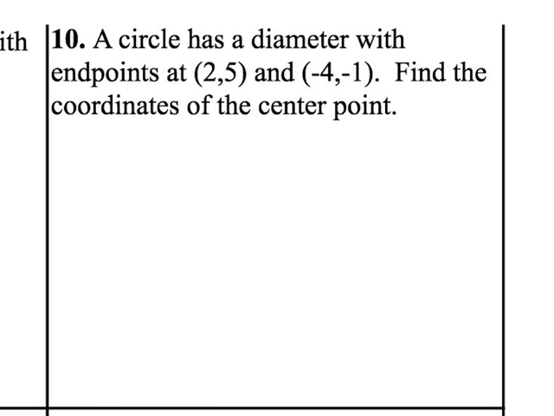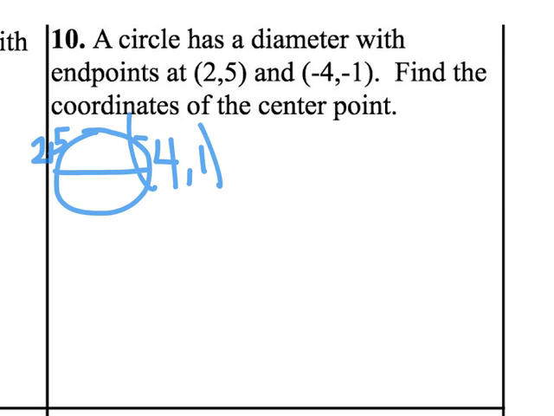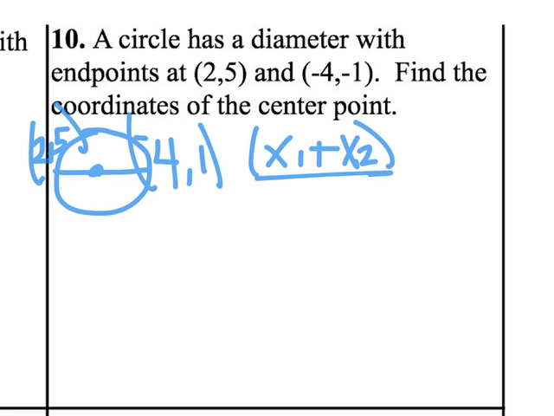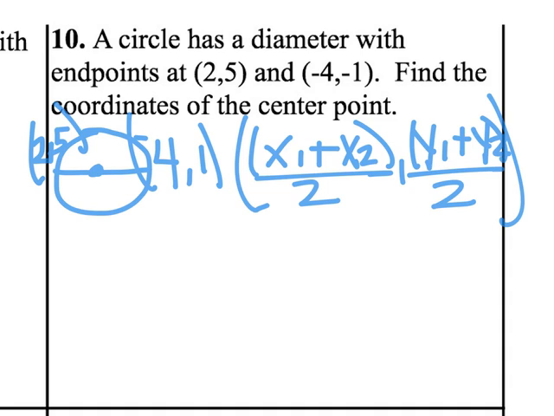Question 10 tells me that I have a circle, and it has a diameter with endpoints of (2, 5) and (-4, -1). So we've got 2 points, and it wants to know the center point, and that's really asking us to find the midpoint. So our midpoint is when we take our x's together and divide by 2, and then take our y's, divide by 2, and it'll give us a point.